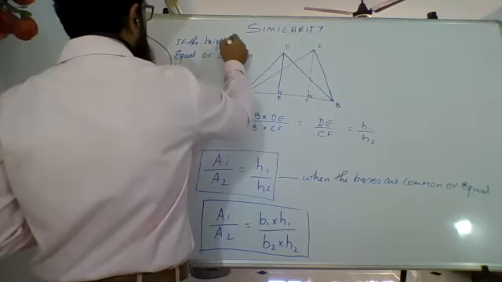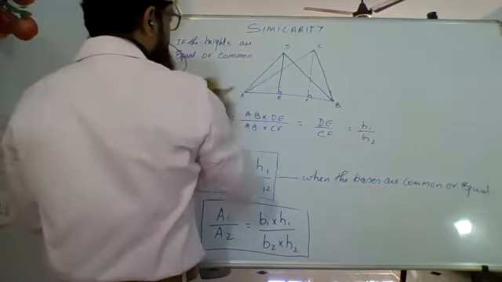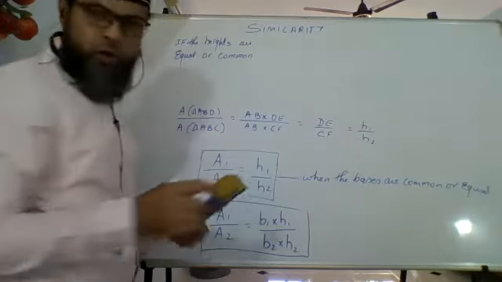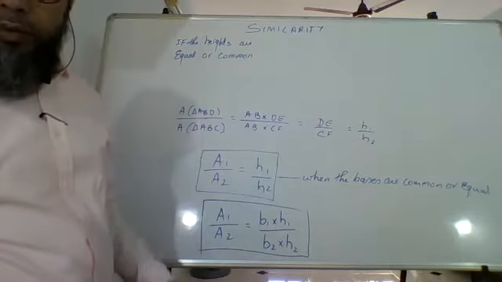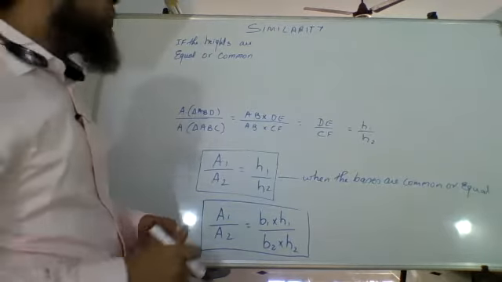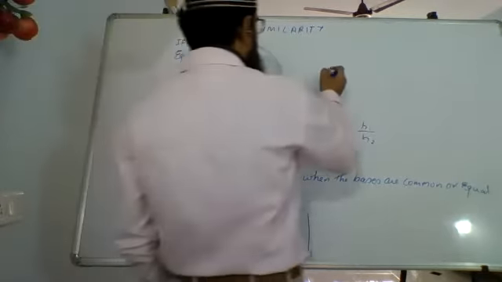When the heights are equal or common, when they have common heights. Sir, how can there be common heights? Equal height is fine, but common height, how? So let's understand. Let's look at it like this.